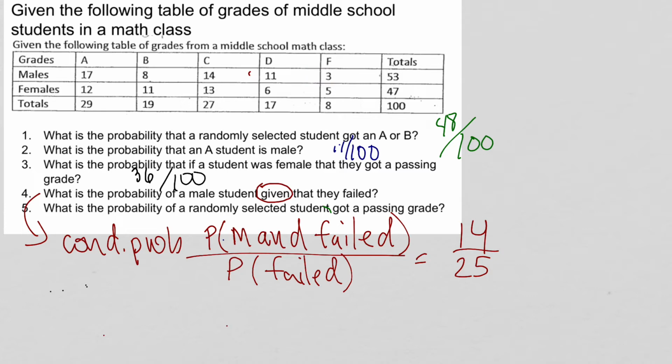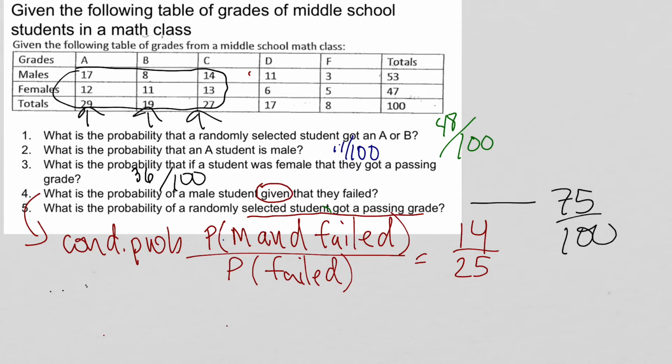Last question there, number 5. What is the probability of a randomly selected student got a passing grade? So any random student got a passing grade. A passing grade are A's, B's, and C's. So we have all of these, right? I'm just going to look at the total here, 29, 19, and 27. So that's 75 students that got a passing grade out of the total of 100. All right.